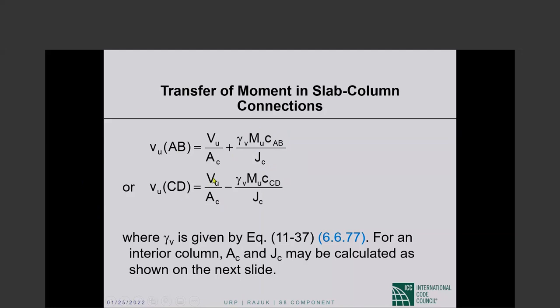On the left face, the direct shear is the same as this, but now the moment transfer shear takes away from the direct shear. And that shear is the unbalanced moment that is transferred by shear divided by the same polar moment of inertia multiplied by the distance from the centroidal axis now to the left face. Okay, so this is plus, this is minus, this is the distance to the right face, this distance to the left face. Gamma sub F we have discussed, and gamma sub V is 1 minus gamma sub F.